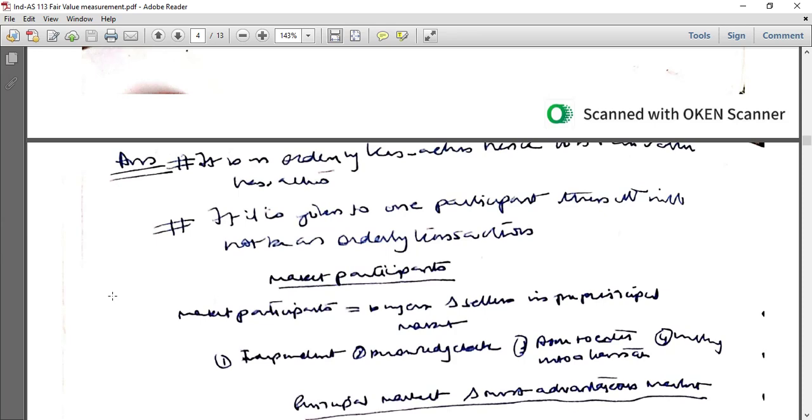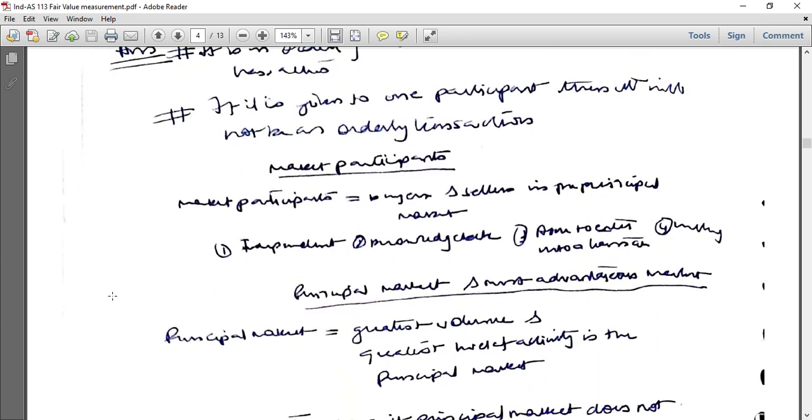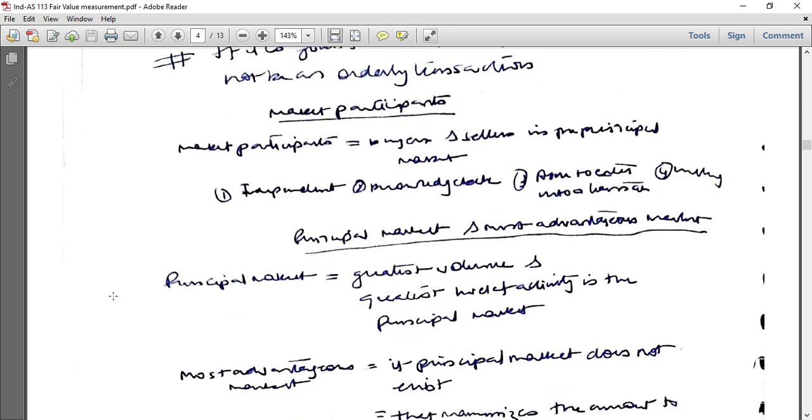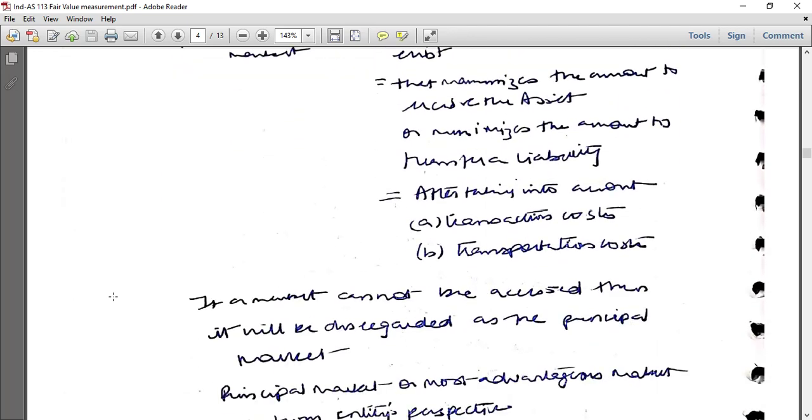Market participants, buyers and sellers in the principal market, should be independent, knowledgeable, able to enter into a transaction and willing. Principal market and most advantageous market. Principal market is the market with the greatest volume and greatest level of activity. If the principal market does not exist, then the market which maximizes the amount received for the asset or minimizes the amount paid to transfer the liability, after taking into account the transaction cost and transportation cost, would determine the most advantageous market. If a market cannot be accessed, it will not be regarded as the principal market.